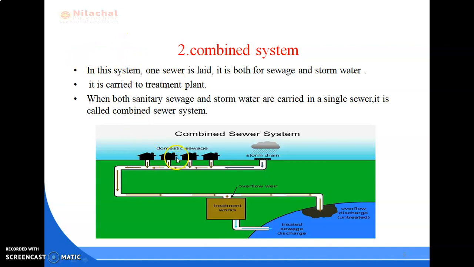These are the domestic sewage which are collected from different or separate conduits to a main conduit or drain line or sewer line, and this is the storm water which is collected here, and both the storm water and domestic sewage are collected in the same sewer line, and both are transferred to the treatment plants, then again discharged to this nearer river or lake or sea. So this is the combined system.